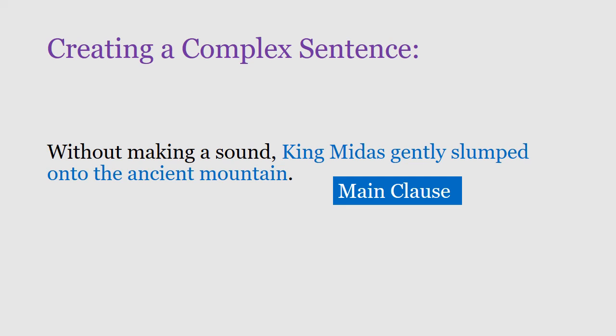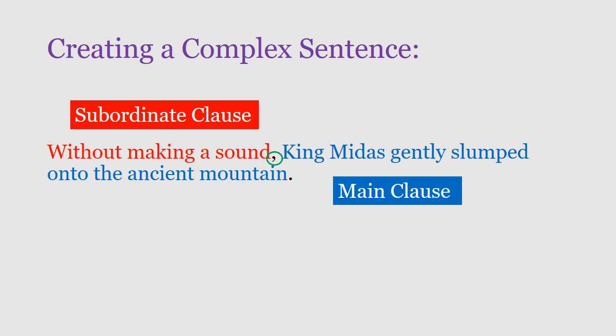Because this contains the subject and a verb, this is the main clause of our sentence. I have also added an extra clause for more information. This clause in red does not make sense on its own. Therefore, it is a subordinate clause.